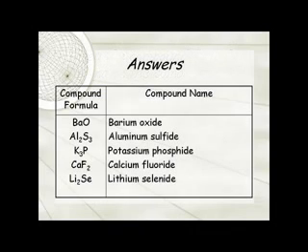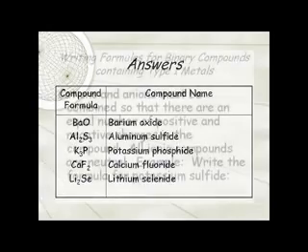Welcome back. Let's see how you did. BaO, here we have barium oxide. Al2S3 is aluminum sulfide. K3P is potassium phosphide. CaF2 is calcium fluoride. And Li2Se is lithium selenide. How'd you do? Hopefully you did well with that. If not, go back and try those again.